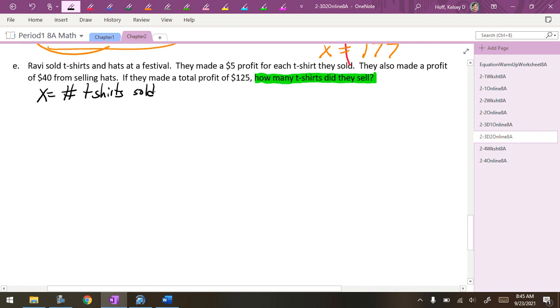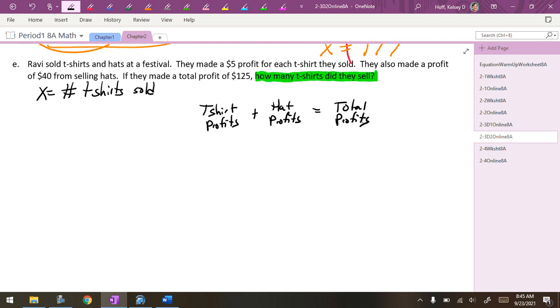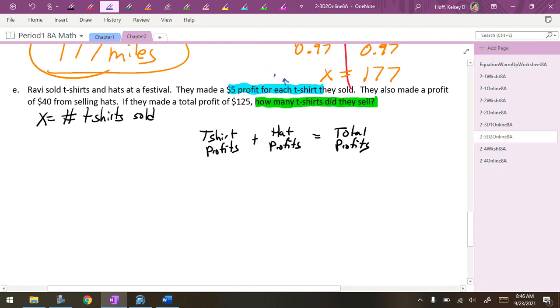Okay. So Ravi, he's going to make money from the t-shirt profits. Plus we're going to add to it the hat profits. And that's going to equal his total profits. And profits are like how much money he earns. $5 profit for each t-shirt. What's the key word there? Each. What does that tell me to do? Say it again. Very good. You're going to multiply here.